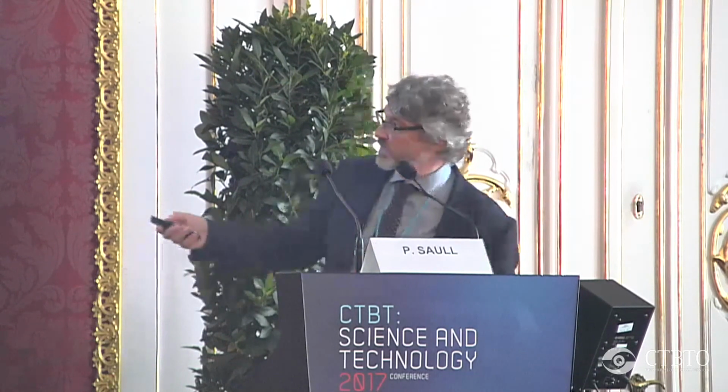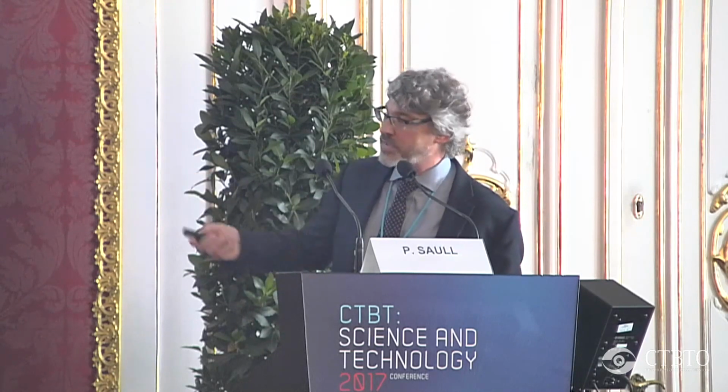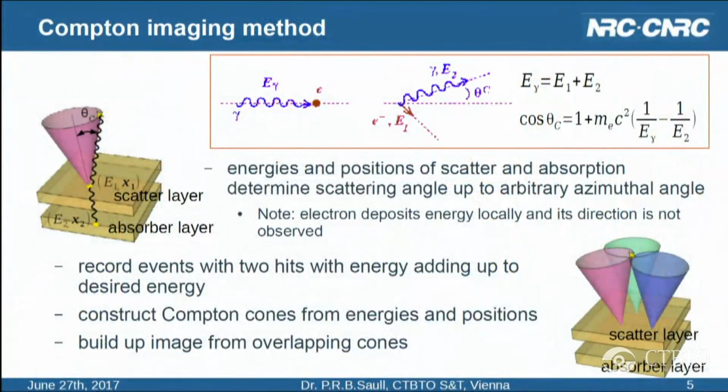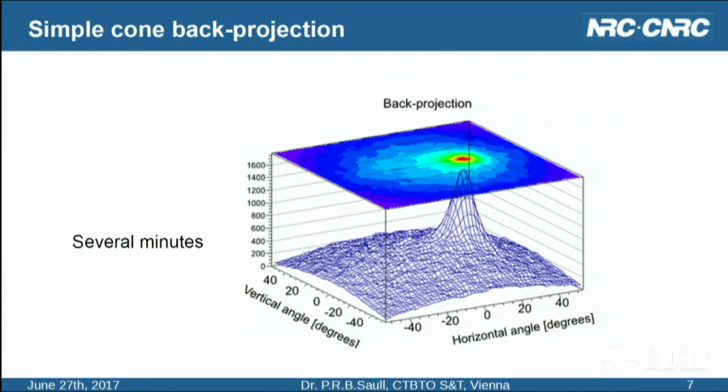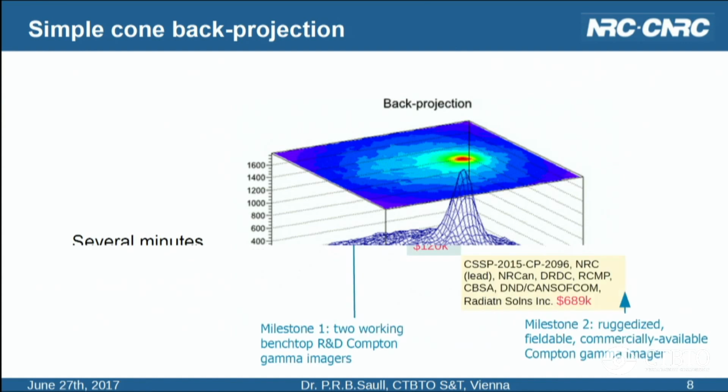If you have multiple golden events, then of course you can overlap them and get the direction to your source. This is for a point source. An extended source is a little bit more involved, obviously. So here's what this cone does for you. This is a simple back projection, horizontal and vertical field of view, and the cones are back projected as circles onto that. Here, after a few seconds of a detector, which I'll showcase later, you can see that there's a hot spot building up, and after several minutes you can see a clear peak with a clear indication of where the source is, and so you can already see what this is going to do for an on-site inspection.